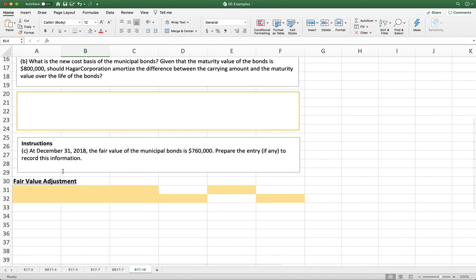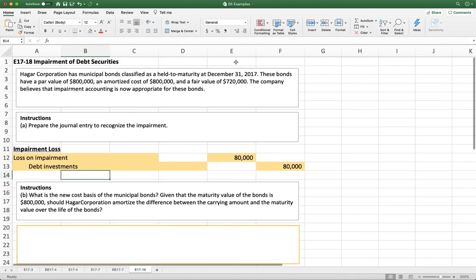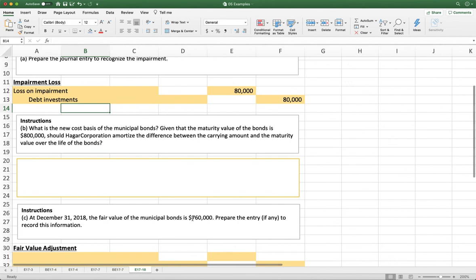Okay, finally, at December 31st of 2018, the fair value of the municipal bonds is $760,000. Prepare the entry, if any, to record this information. So now what they're saying is we wrote these down to $720,000, but the new information seems to indicate that the fair value is really $760,000. We wrote it down farther than maybe we should have.